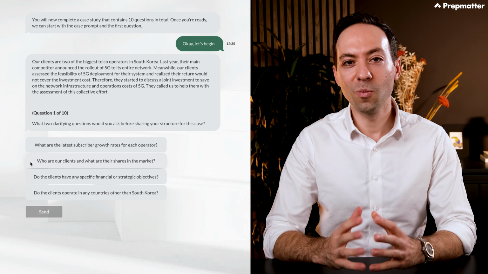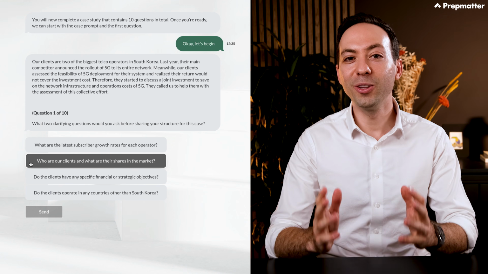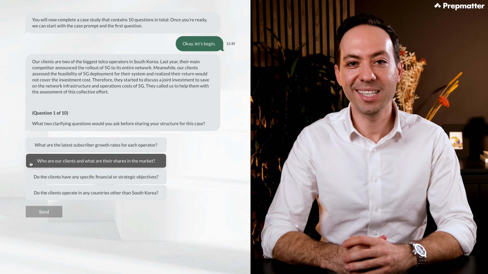Who are our clients and what are their market shares in the market? This could be a good question to cover at the start. We don't even know their names or their sizes. Let's get the basics right.